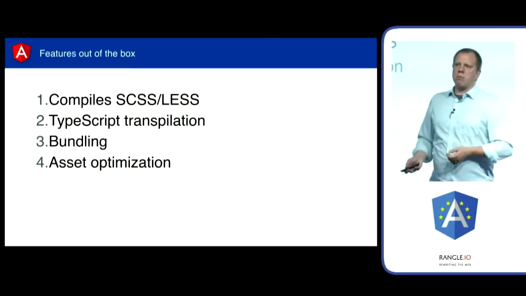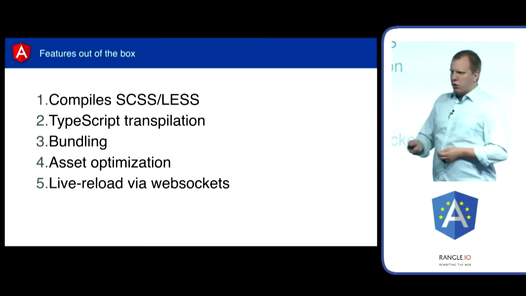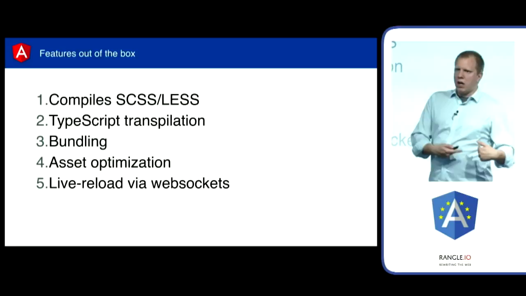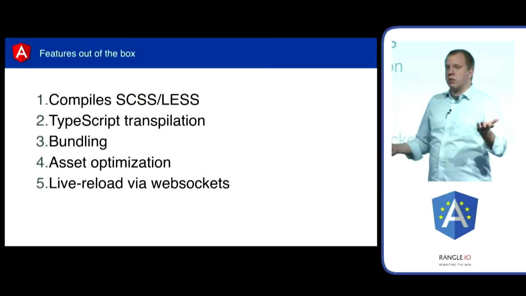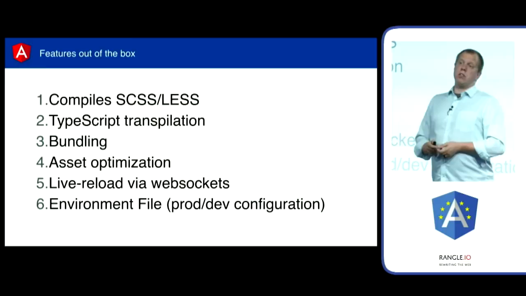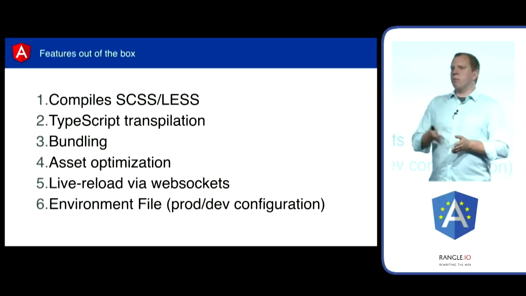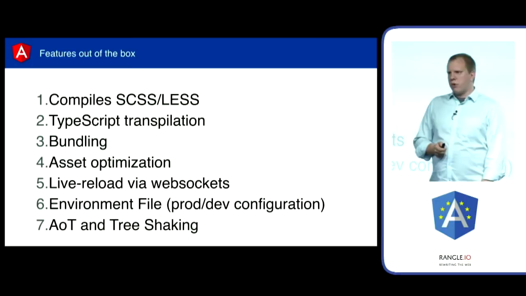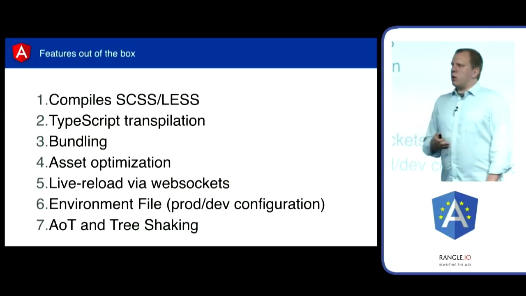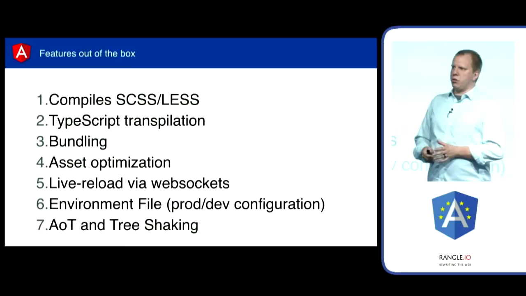It allows you locally to have live reloads when you debug, so that when you change a file, it recompiles and then reloads your browser, so you just have to go back to your browser and suddenly the page is updated. It understands production and development configuration. We have what we call an environment file that contains configuration that will be included depending on whether you put environment equal prod, environment equal dev, or you can also provide your own if you have a test environment that you want to use. And it allows for ahead of time compilation and tree shaking. We'll talk a little bit about that, which are basically two features that allow you to have small and fast bundles and applications.